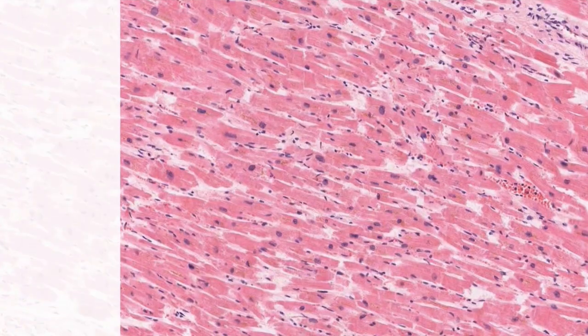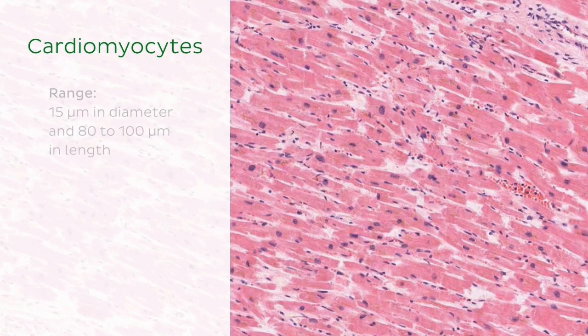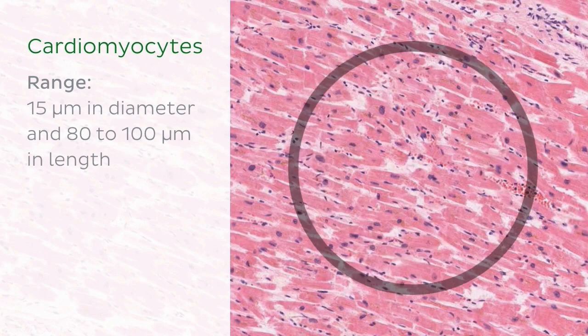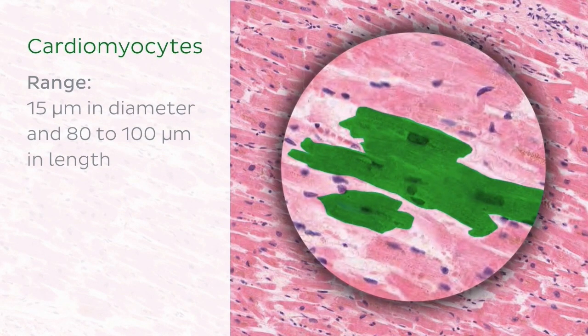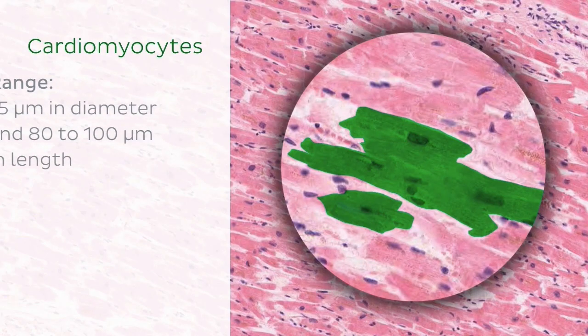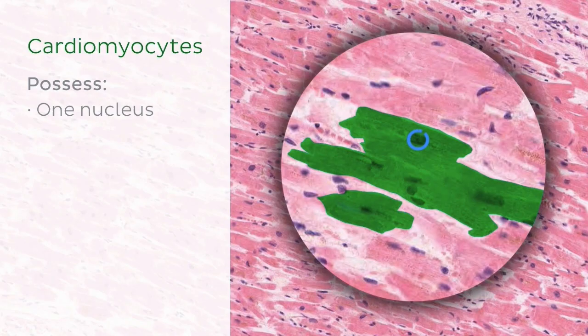Here we see a micrograph taken from cardiac tissue, highlighting the cardiomyocytes. These cardiac muscle cells are normally 15 micrometers in diameter and 80 to 100 micrometers in length. These cells usually possess one, but sometimes two centrally located nuclei, as you can see on your screen.